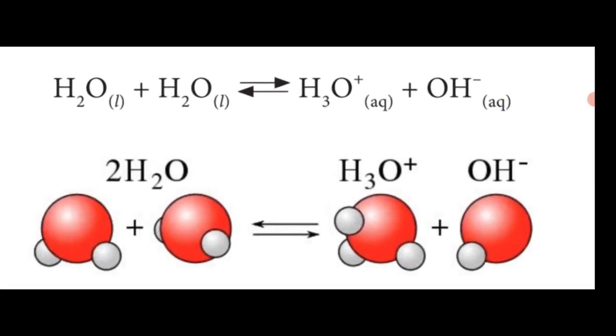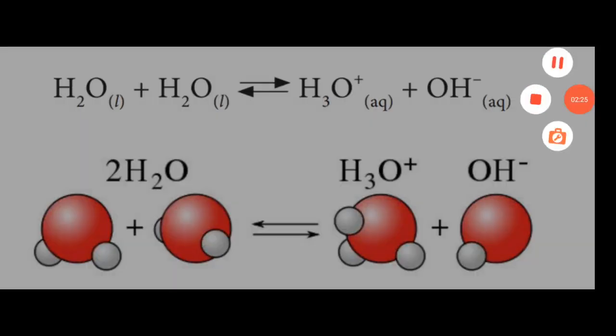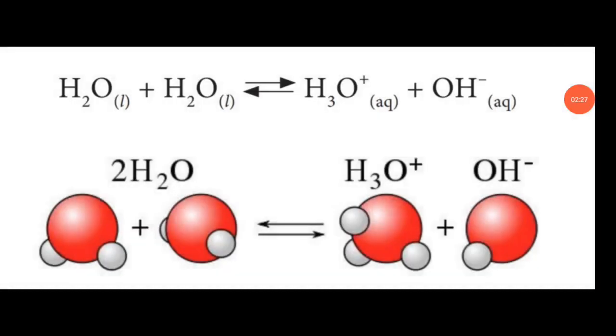What is the formula of hydronium? H3O plus ion, leaving behind the OH minus ion. So two water molecules react with each other to form a hydronium ion, formula H3O plus, and a hydroxyl ion, formula OH minus.